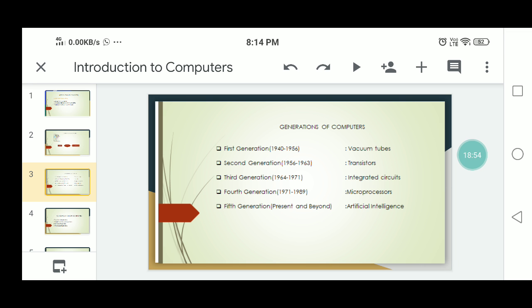Graphical user interface made computers more user friendly, so that even non-computer professionals could work easily using the graphical user interfaces. Very easy interaction software, that is Windows. So you have to work on the computer using this graphical user interface platform.